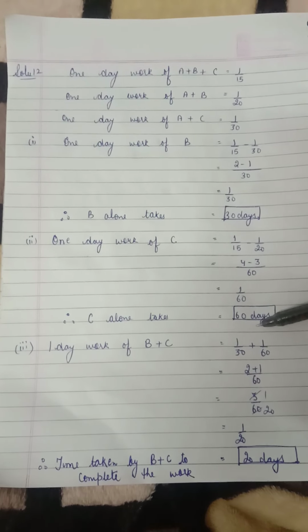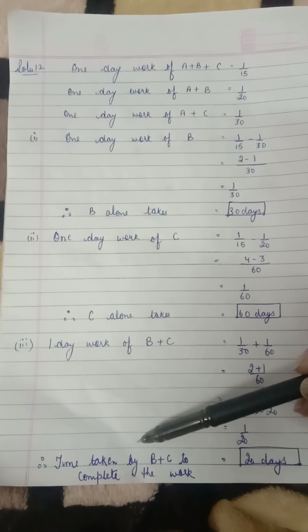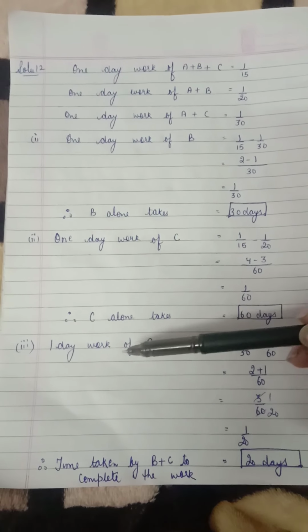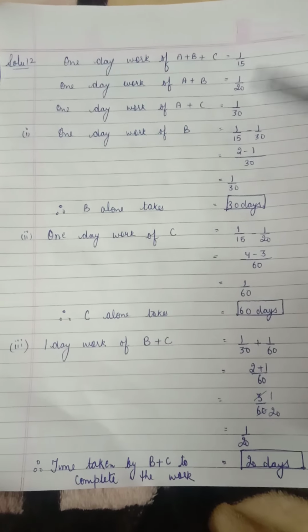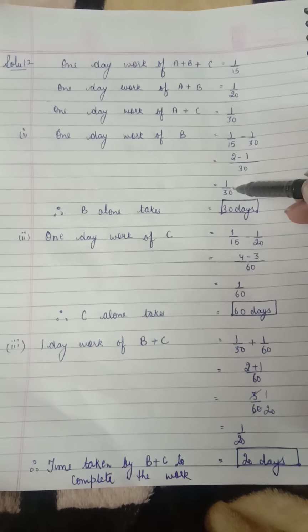And then B and C working together. To find out the time taken by B and C together, we will first find out 1 day work of B and C. So 1 day work of B is 1 by 30.